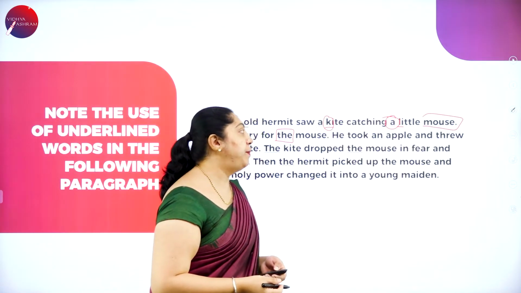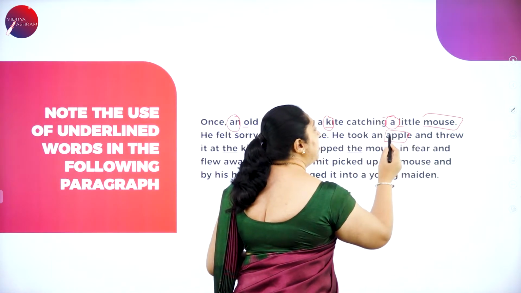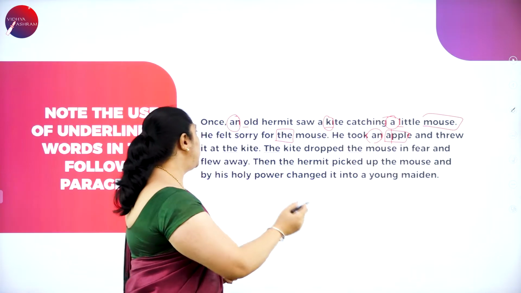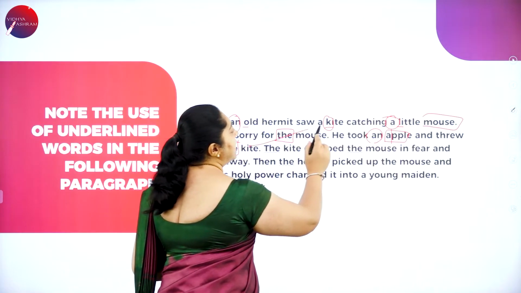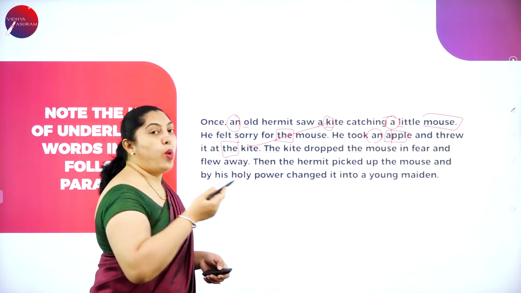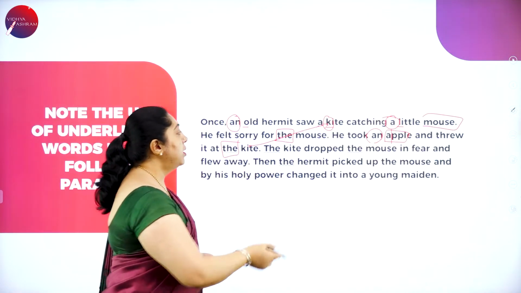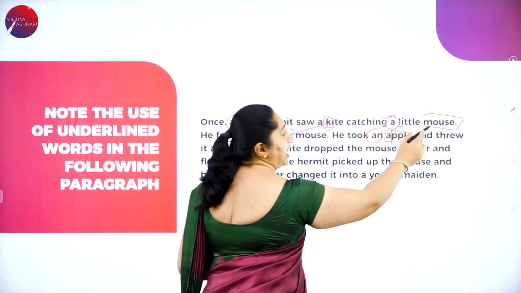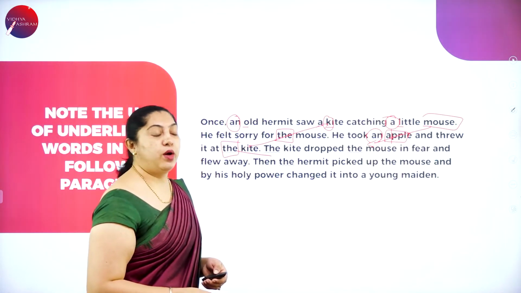He took an apple and threw it at the kite. An apple: here A is a vowel, so we use the article an. And threw it at the kite. Why the kite here? Because the kite is already mentioned in the first sentence. When it is repeated again and again, we use the article the. Again, the kite dropped the mouse. I'm talking about the mouse, so it is the mouse, in fear, and flew away.